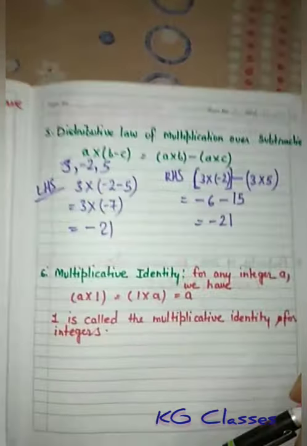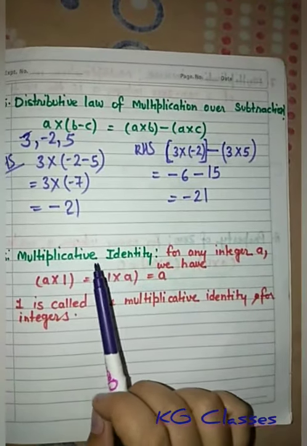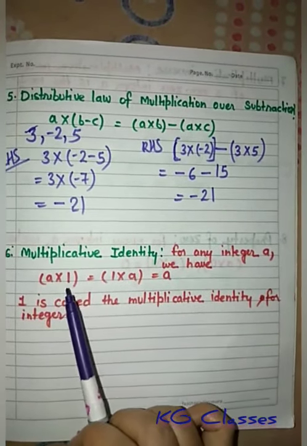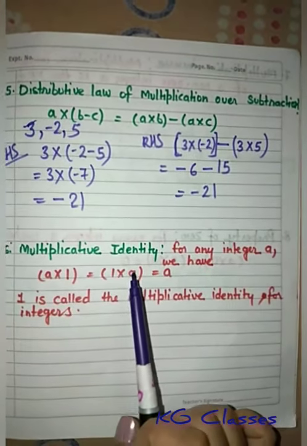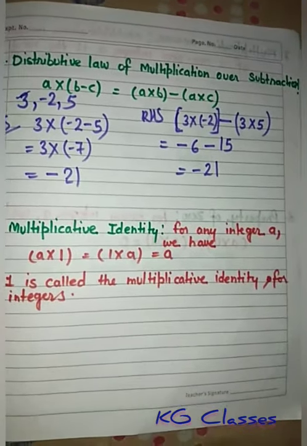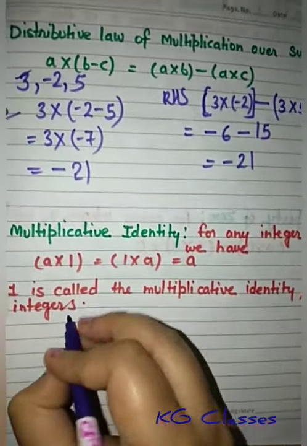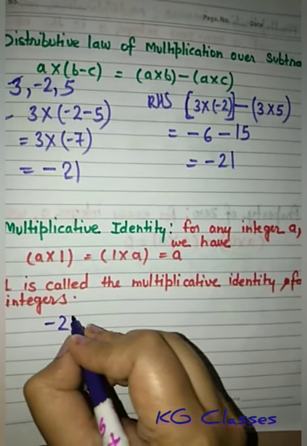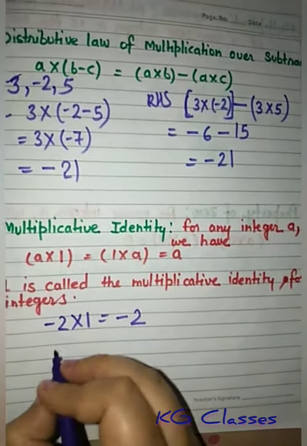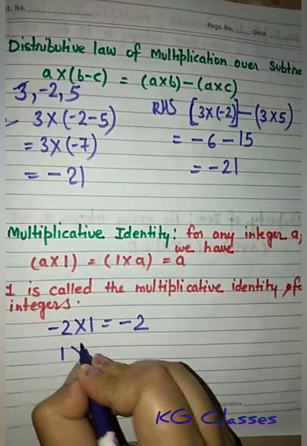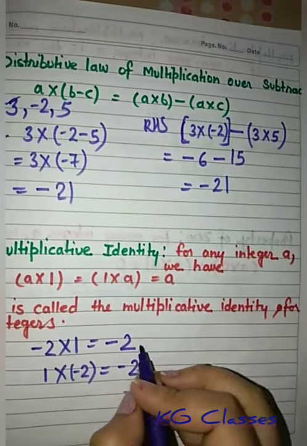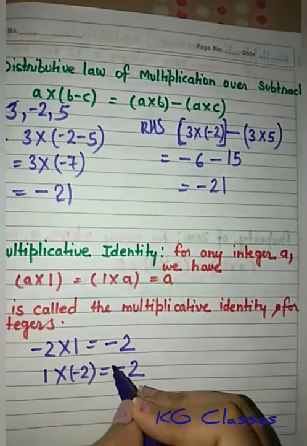So next property is multiplicative identity. For any integer a, we have a multiplied by 1 is equal to 1 multiplied by a. We will get the same integer. So 1 is called the multiplicative identity for integers. Let's take an example. If we have an integer minus 2, if we multiply it by 1, what will we get? Minus 2. So if we multiply 1 by minus 2, then we'll get here minus 2. So in both situations we will get the same integer.